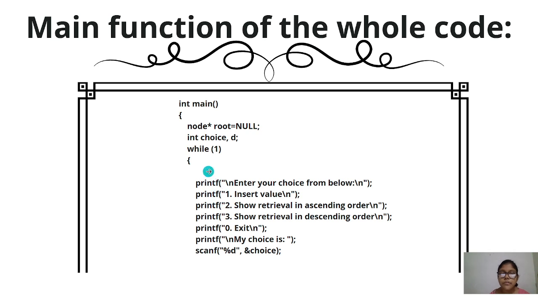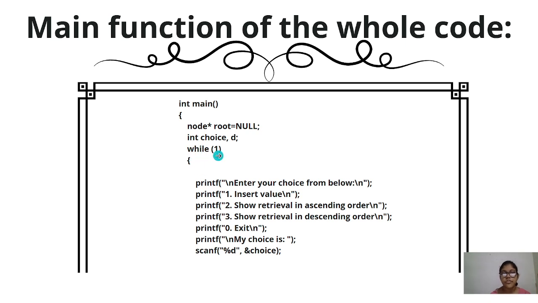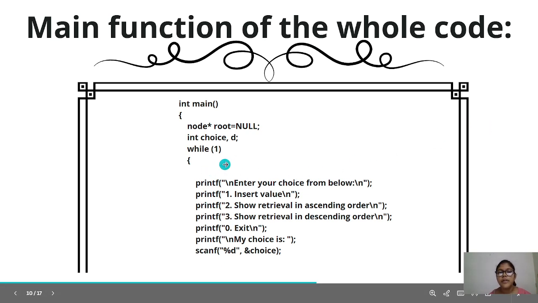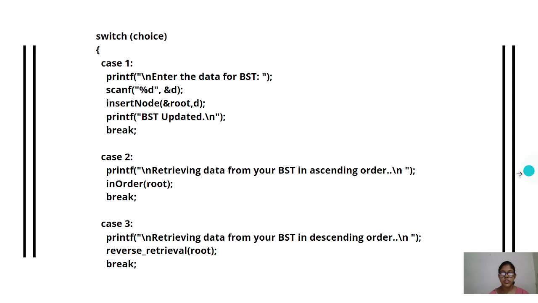We will keep on printing this message and taking the choice until and unless this while is becoming false. Now we had initialized while as 1, and unless we are getting while as 0, we will not stop this loop. 1 means true, 0 is false. That means until and unless this while is becoming false, we will not stop this loop.